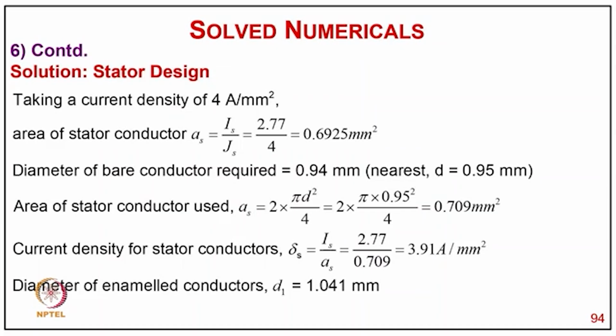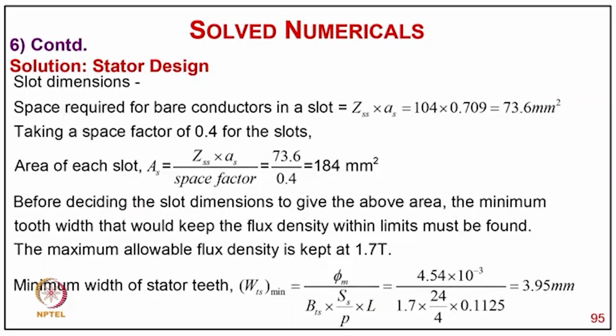The area of the stator conductor used is as equal to pi D square by 4. So putting value, 0.709 millimeter square. Current density for stator conductor, delta s is Is upon As, so it comes 3.91. And the diameter of enameled copper is D1 equal to 1.041 millimeter. Now coming to slot dimensions, the space required for bare conductor in slot is ZS into As. So putting the value, it comes 73.6 millimeter square.